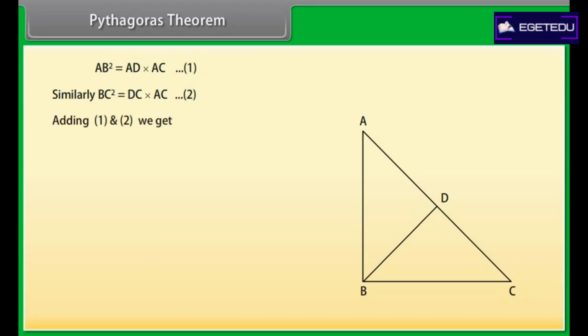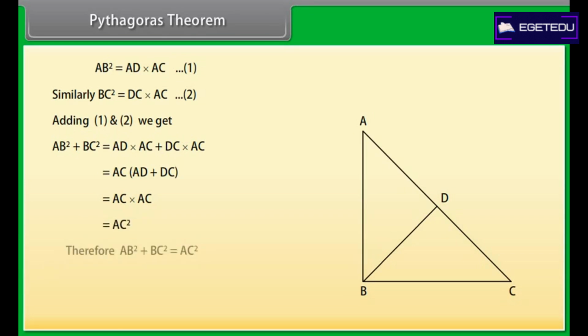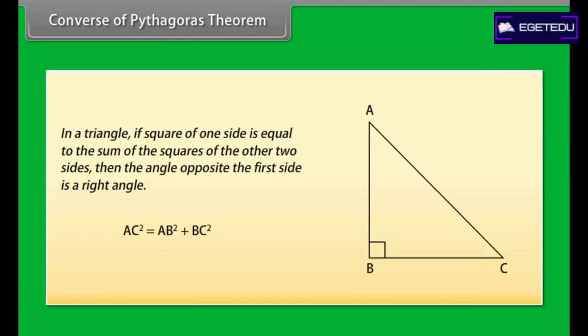By adding 1 and 2 we get AB square plus BC square equals AD into AC plus DC into AC, which equals AC into AD plus DC, AC into AC, AC square. Therefore, AB square plus BC square equals AC square. Hence proved. Converse of Pythagoras theorem. In a triangle, if a square of one side is equal to the sum of the squares of the other two sides, then the angle opposite the first side is a right angle.